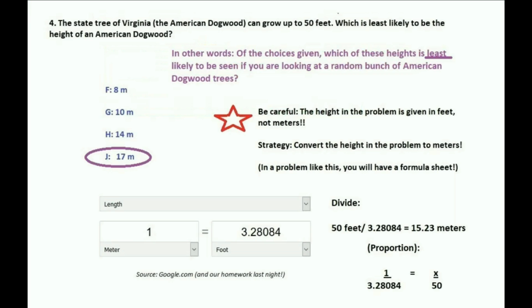So in other words, when they built this question, they said, okay, the tallest tree we see is 15.23 meters. That's the tallest. It grows up to that height. So the least likely possibility is 17 meters. You're not going to see that because it's past the tallest tree that they describe in the problem. This one's sneaky, but the answer is J, 17 meters. All right, going on to number 5.